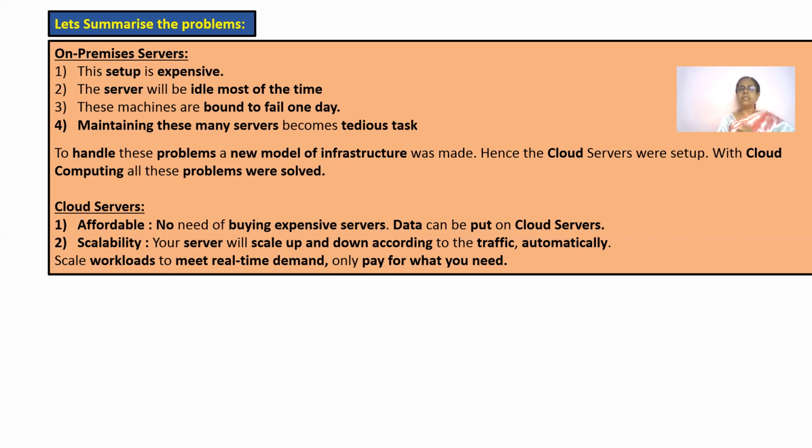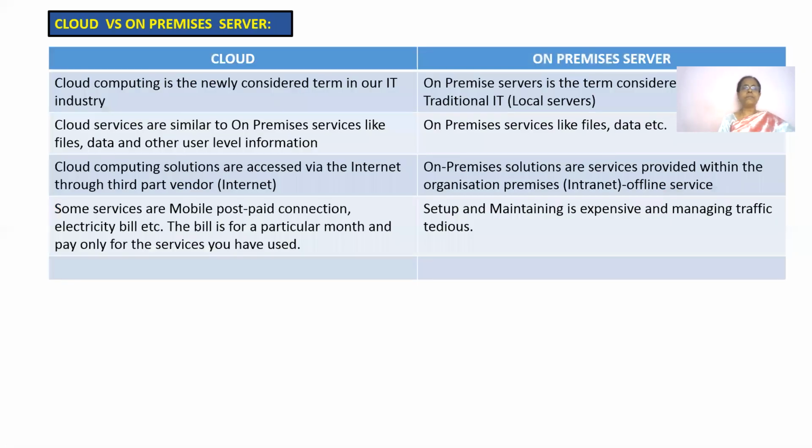Scalability. When there is lots of traffic towards a server, it scales up and sees that everybody gets the information, so that's done automatically. Then scaling workloads will meet the real-time demands of those who are really in need of those services. Now, you are not going to pay for everything, but only for the service that you're accessing.